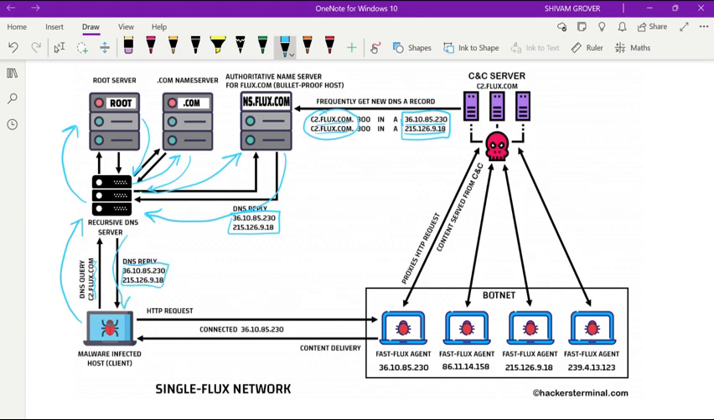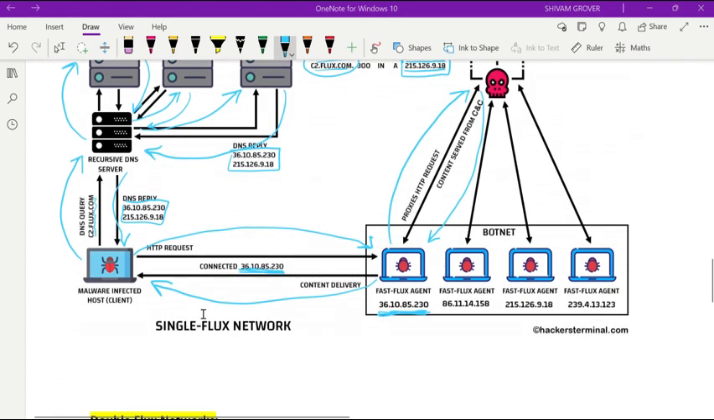And once the recursive DNS receives the response, it's going to give it to the malware. So now malware has these two IP addresses, so it can use one of these IP addresses to connect with the C2 server. So it can send an HTTP request at this IP address, which is the IP address of this flux agent. And after receiving the request, it can send it to the C2 server, and the C2 server is going to respond with some reply, and this reply is given back to the malware. So this is the process of single flux networks.